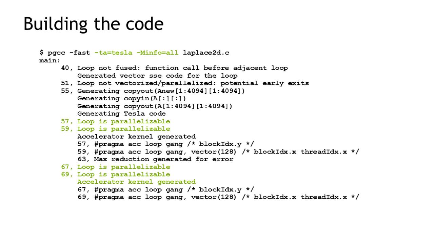In this case, you see at lines 57 and 59, that's our top loop nest. It found those loops to be parallelizable, and it generated an accelerator kernel. Same thing with the lower loops, 67 and 69. It generated an accelerator kernel for those as well.